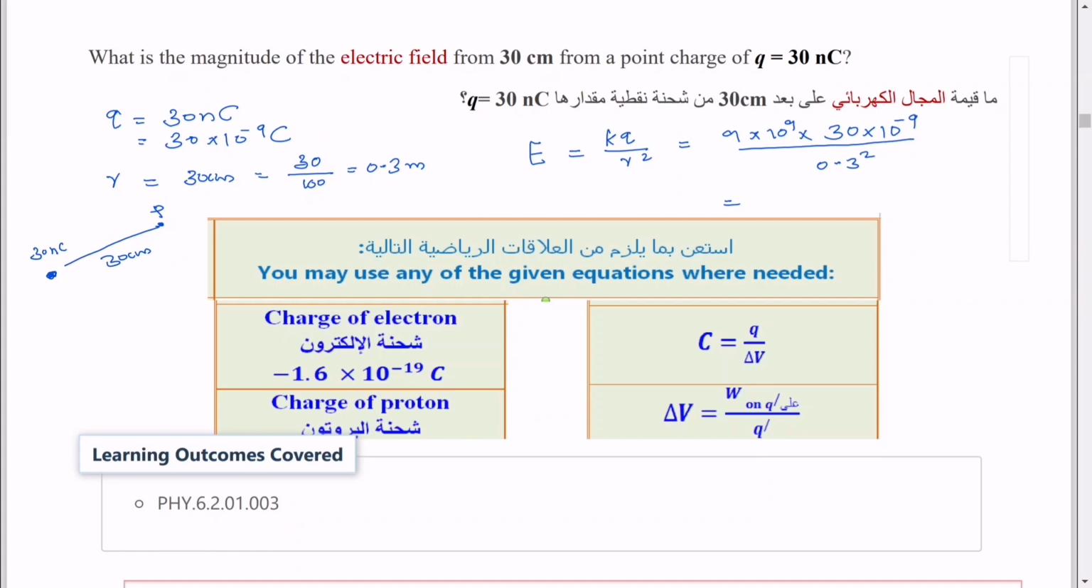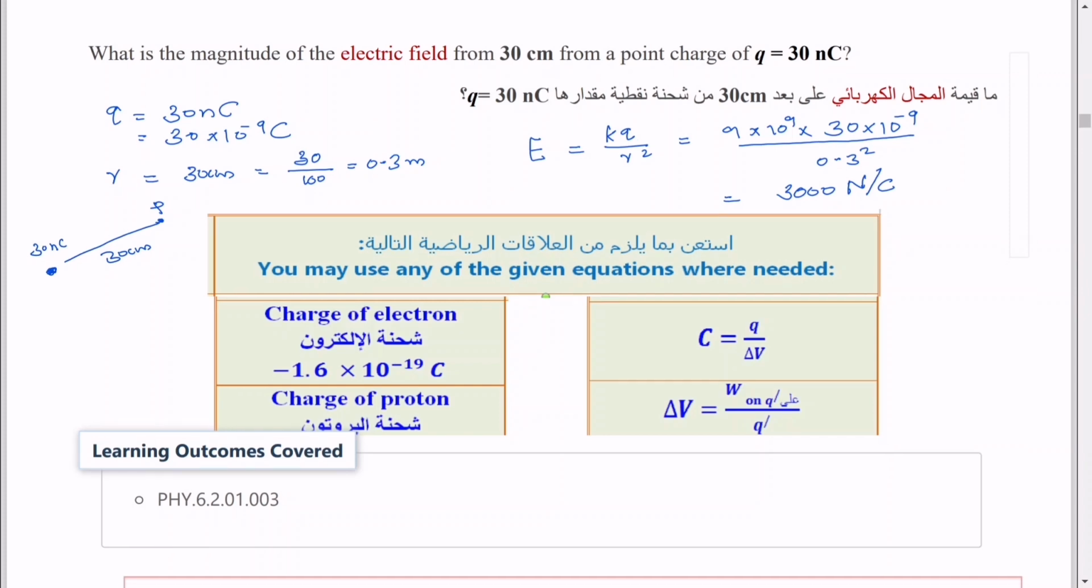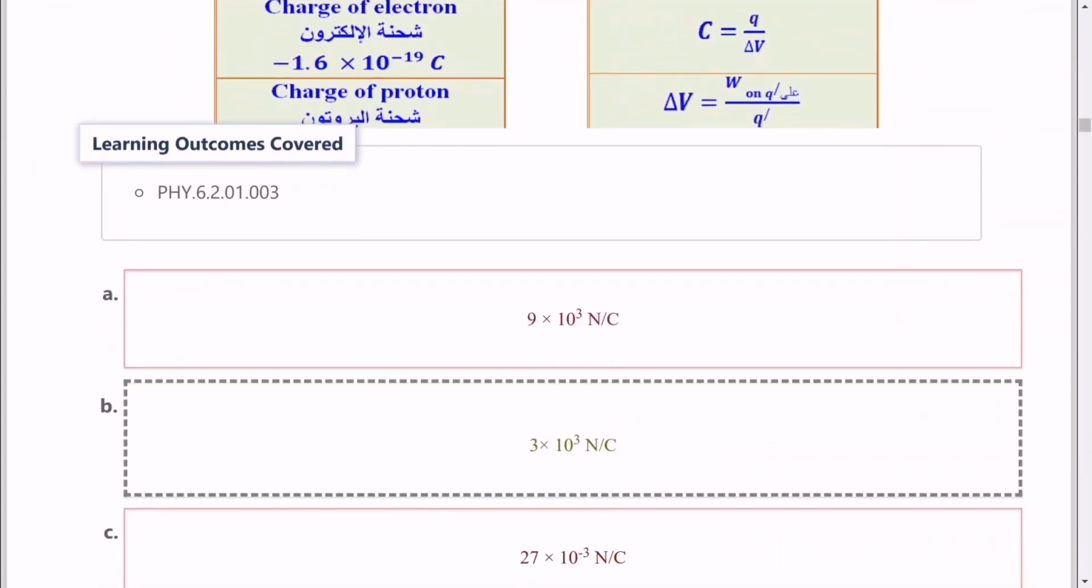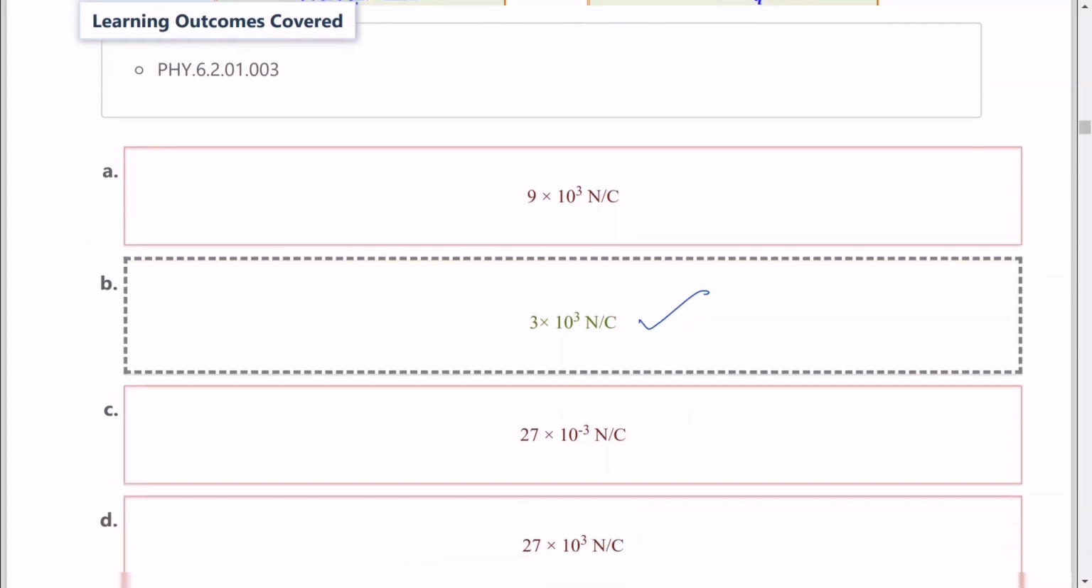9 multiplied by 10 to the power 9, multiplied by 30 multiplied by 10 to the power negative 9, over 0.3 squared. The answer is 3000. So the value of electric field is 3000 and the unit of electric field is Newton per coulomb. So here the answer is given in standard form.